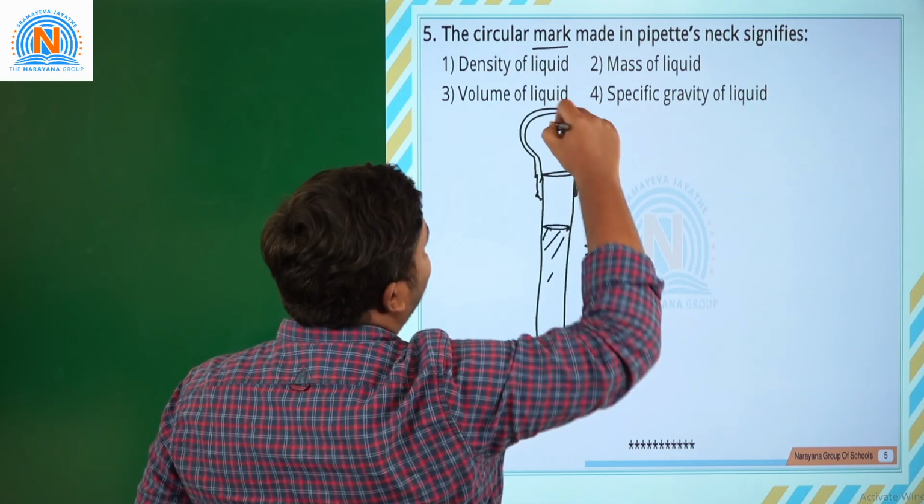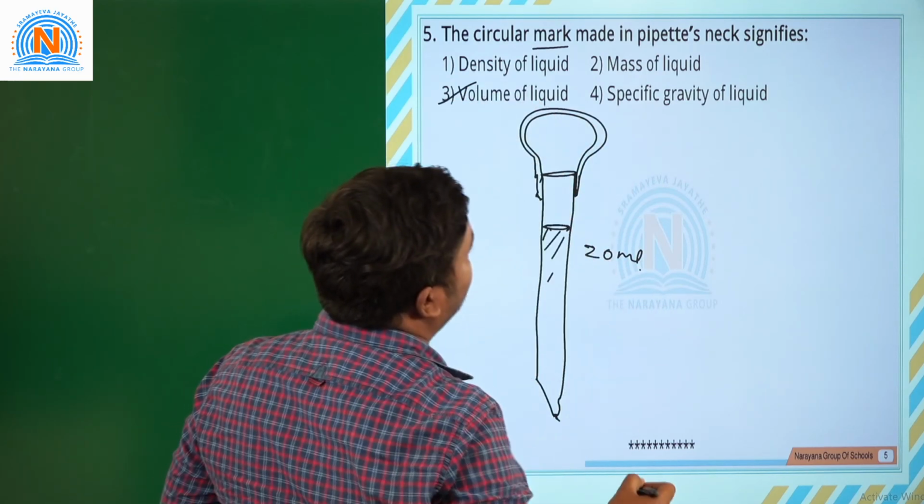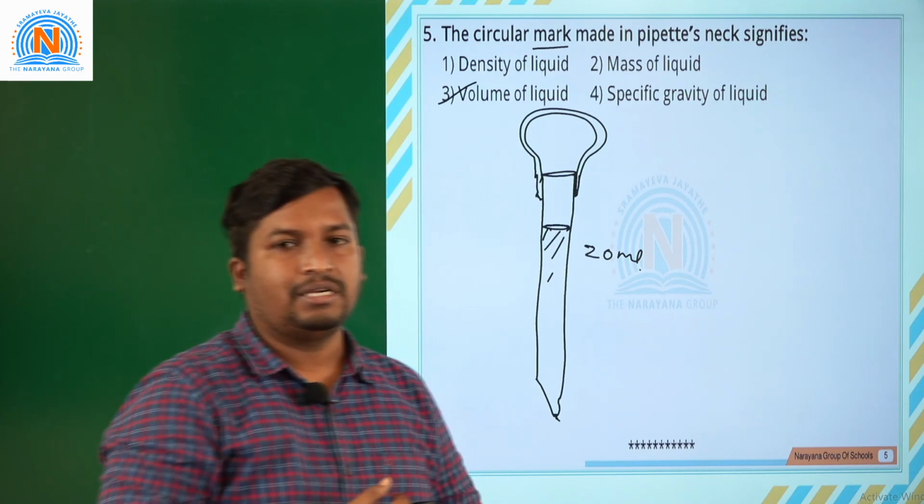So the first option, density of liquid, is not correct, mass of liquid is also not correct, volume of liquid is correct, specific gravity is also not correct. Okay, so let us conclude this.